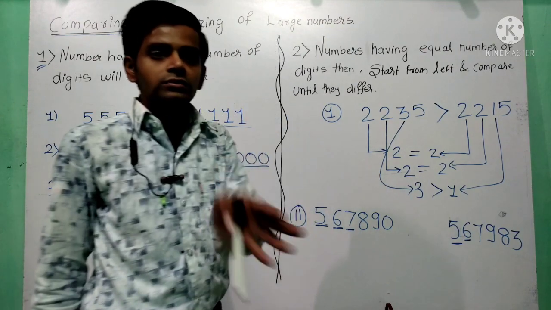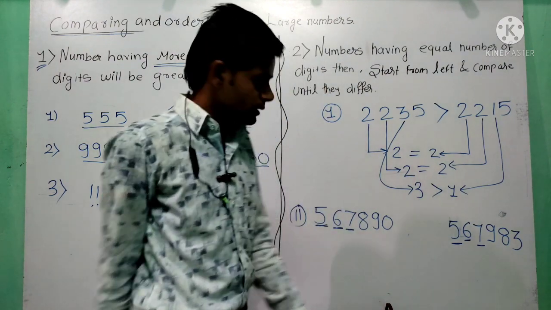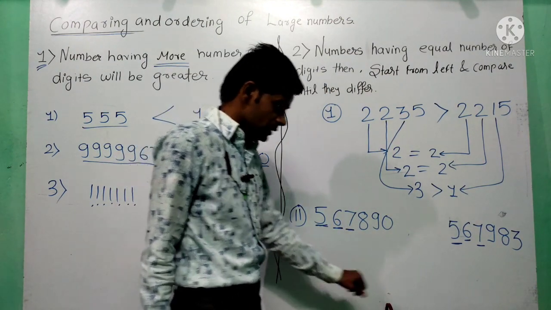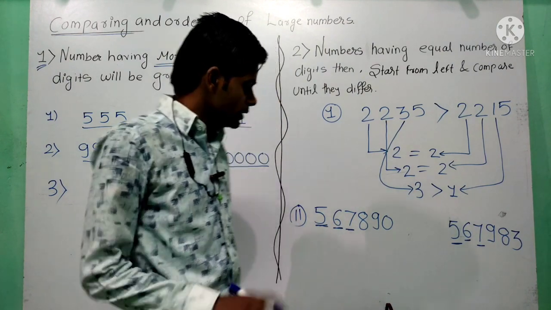7. 7 is at the 1000 place. Here also 7 is at the 1000 place. So it is 5,67,000. It is also 5,67,000. Both are equal. अभी तक दोनों same ही है.